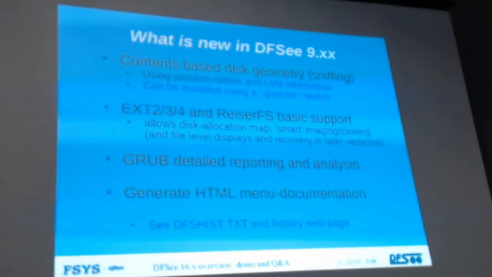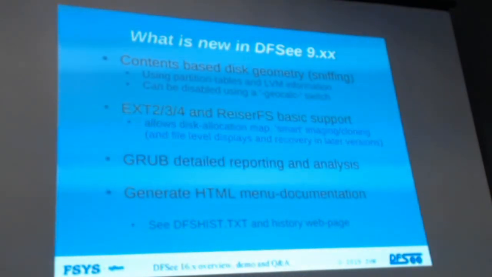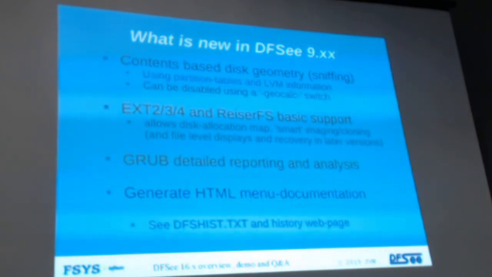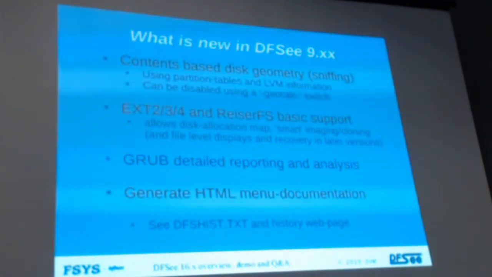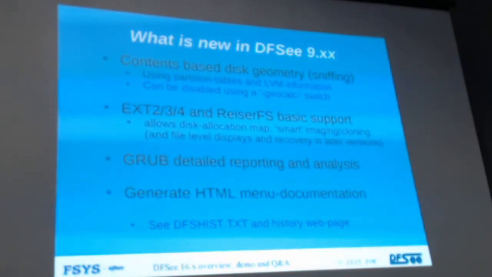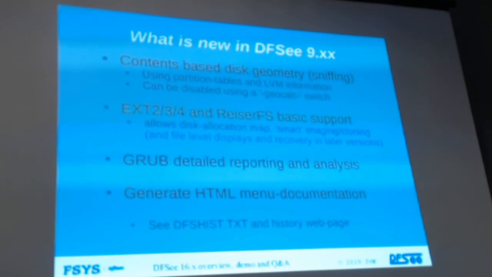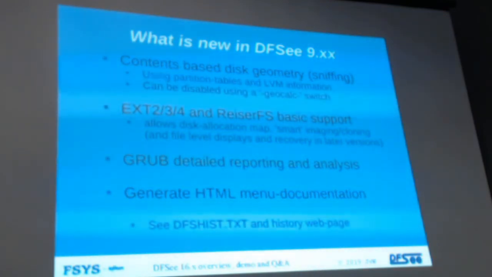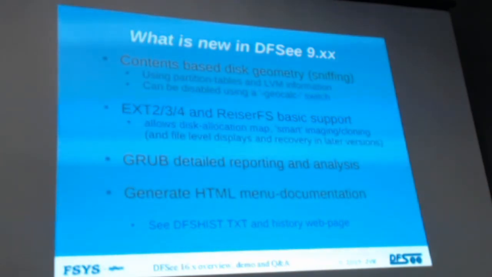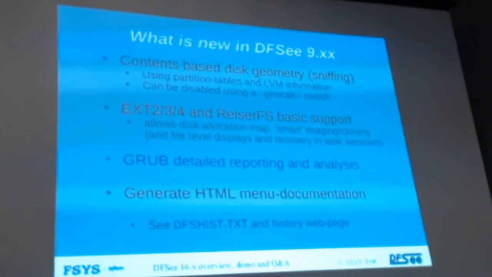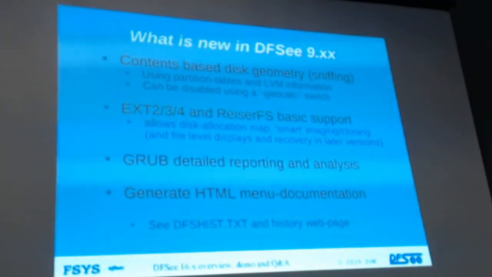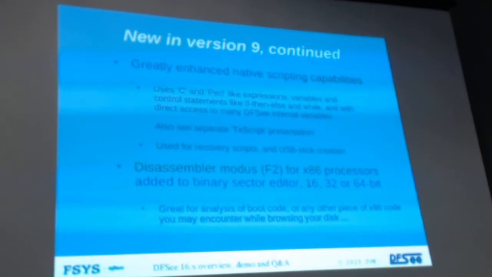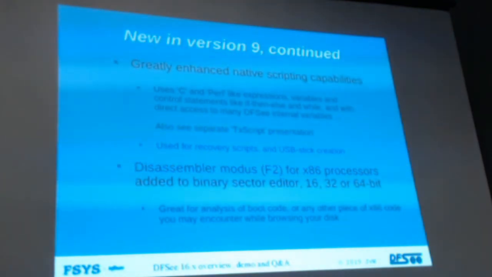Okay, then version 9 brought some things about content-based disk geometry, because geometry is a very strange thing in disks. It's not really necessary, but it's still there because of the heritage of old code and disk tools being very specific about what geometry to use. And version 9 added some disk sniffing where it would examine the MBR, examine LVM stuff, and see what the most likely geometry would be to be used on this disk. And the EXT 2, 3, and 4 support was added, and ReiserFS. Some things about GRUB. And this introduced the better scripting as well, version 9. And the disassembler.